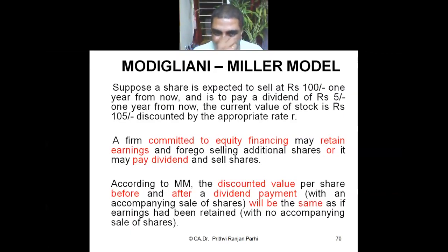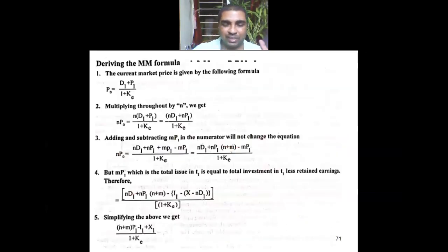This model says that the discounted value per share before and after dividend payment will be the same. That means before dividend payment and after dividend payment, the discounted value per share will be the same, and that is how they try to prove that the dividend is not going to impact the share price. How has he developed that theory?